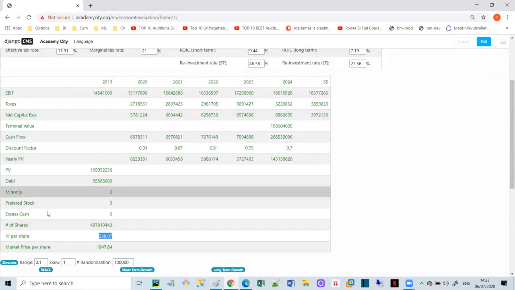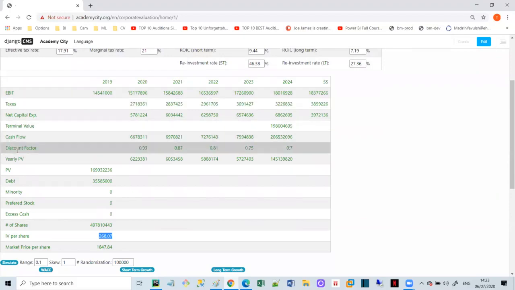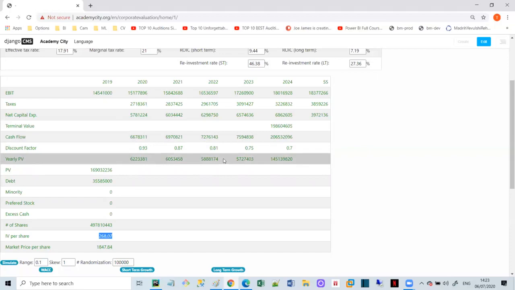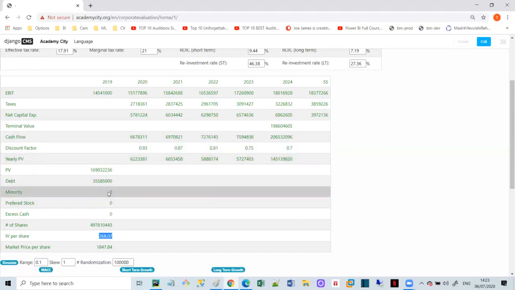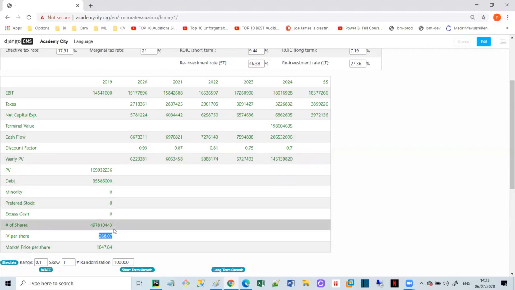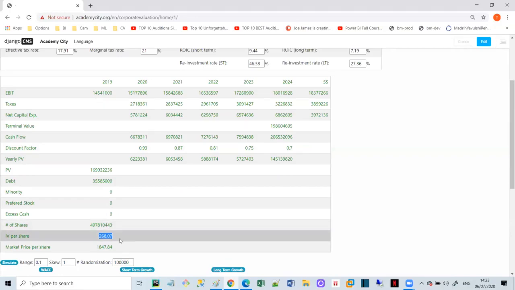But that's what I expect, explaining the discounting cash flow mechanism. It's calculating the discount factor, multiplying by the cash flow, adding them up, and subtracting debt and other components to get to the value of the total shares, divided by number of shares, we get the value per share. Questions, guys, before we move on?